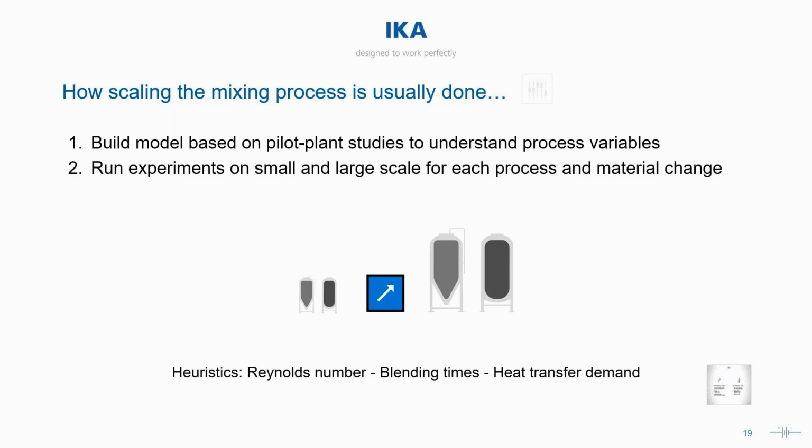The other way to go about this is to just run experiments rather than focusing on model building. Focus on collecting empirical evidence by running these experiments on the large and small scale to better understand the process. The con here is that this can be quite expensive to run these experiments on that large scale. But if we follow some general heuristics, we can see that the Reynolds number, the blending times, and your heat transfer that you need to demand in your tank will all increase as you scale up.